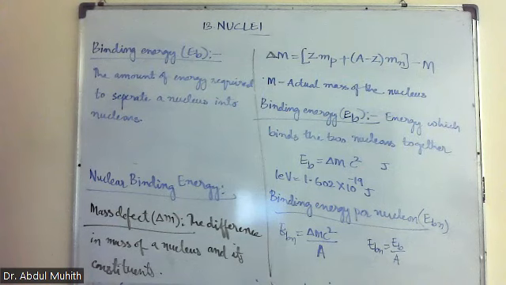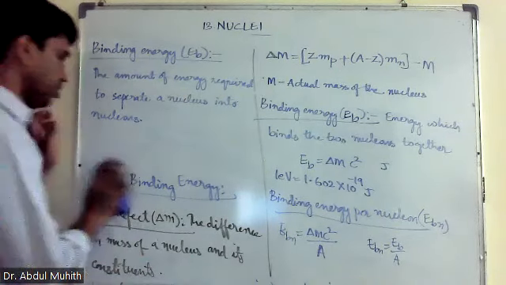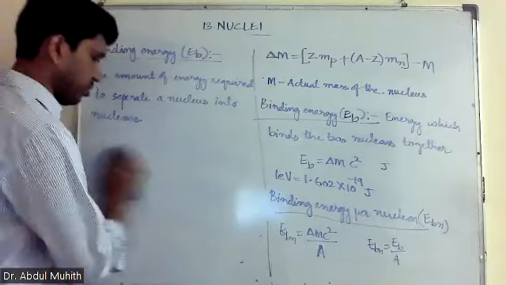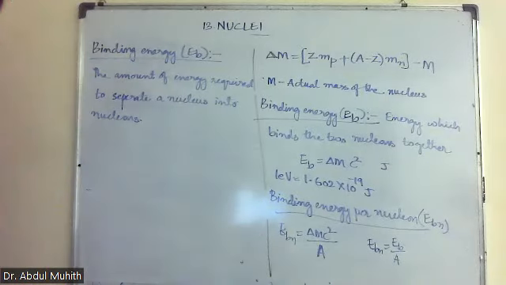There is one important graph that we have to discuss. Binding energy per nucleon is the average energy per nucleon needed to separate a nucleus into individual nucleons. I'll write that also, one more definition for binding energy per nucleon. Is this clear, all of you?